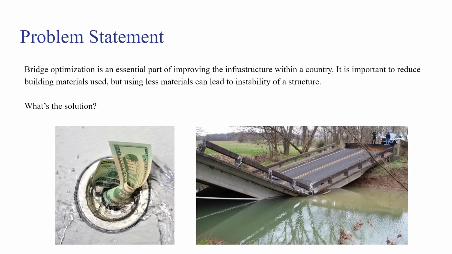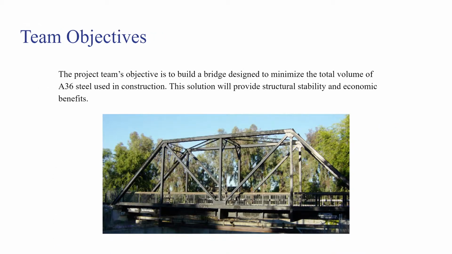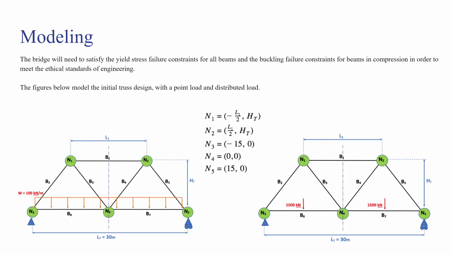Bridge optimization is an essential part of improving the infrastructure within a country. Given a limited amount of resources, however, it is important to reduce the amount of building materials used to build bridges without sacrificing structural integrity. This project explores minimizing the total amount of material used in the construction of a bridge truss while satisfying yield and buckling constraints. Our team analyzed a truss with the geometry shown.